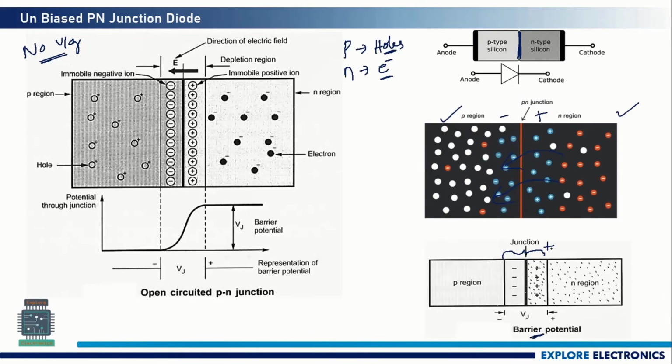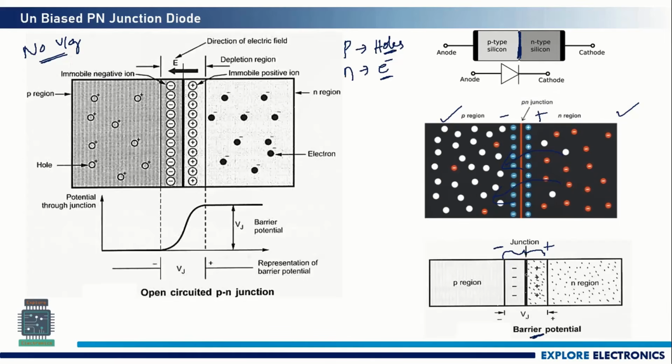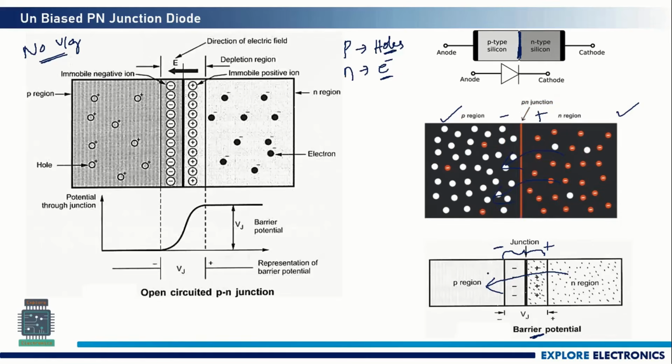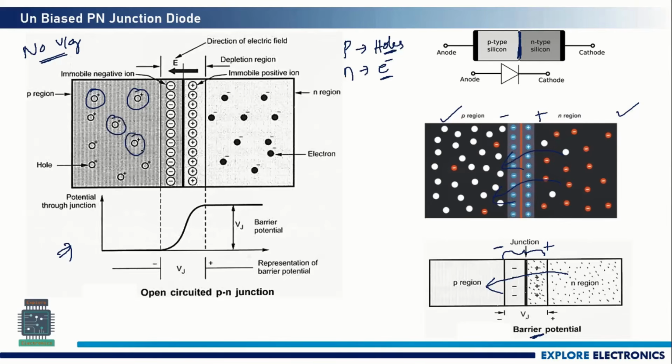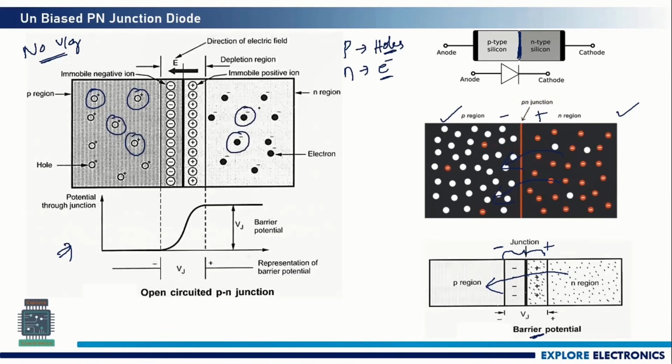Positive voltage appears towards the N region, and negative voltage appears towards the P region. These ions will not allow the extra electrons to penetrate towards the P region. So you can see here in this diagram, these are positively charged holes in the P region and negatively charged electrons in the N region. They are recombined and forming a depletion region here.